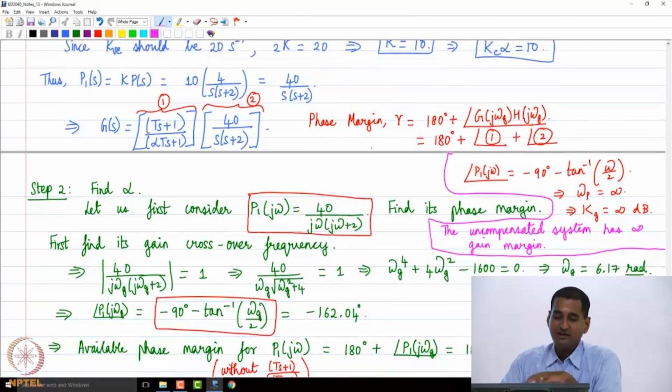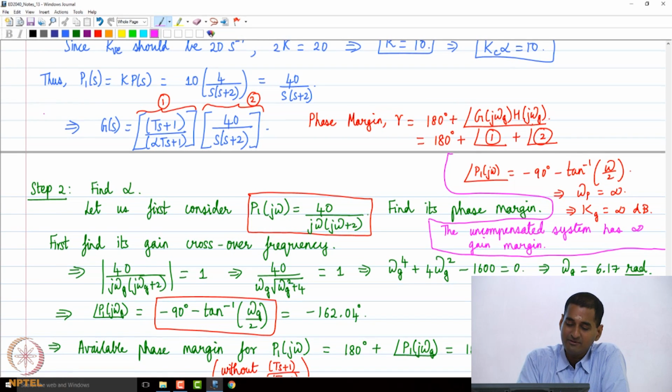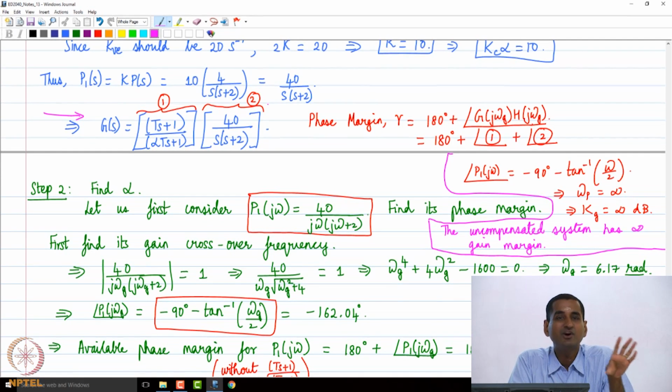So what have we done? The open loop transfer function is this, right? Everyone is convinced about that? Now there are two factors, 1 and 2. Factor 2 is what we call the transfer function of the uncompensated system, because it's not going to affect the phase margin as such. For the uncompensated system, we calculated a gain crossover frequency and a corresponding gain margin. Now we are considering the compensated system. In the compensated system, this factor 1 comes into play: Ts plus 1 divided by alpha Ts plus 1.